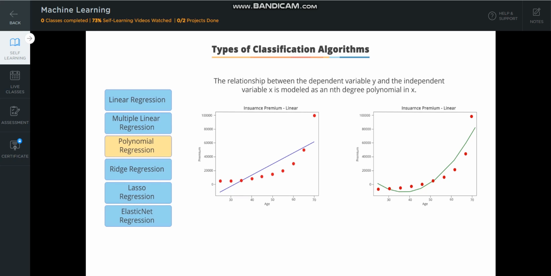Look at the given example. Here, y is modeled as the square degree of polynomial in x.